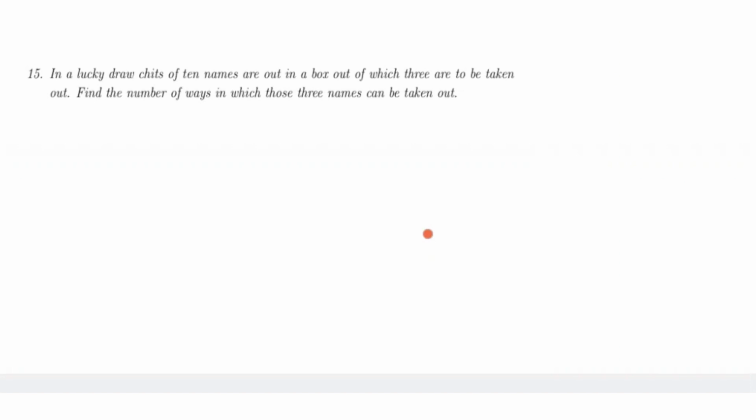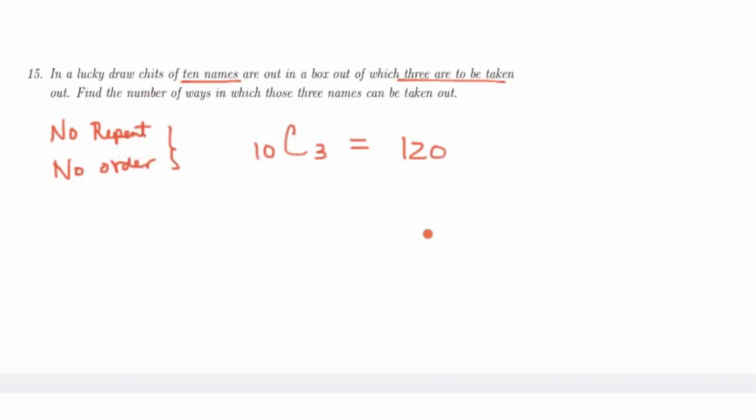Okay, lucky draw has 10 names. Out of those, 3 are taken. No repetition. Does order matter? No order. Combination, here's 10, you choose 3. 120. 120, thank you. So as you see, we had a lot of examples today, not just problem 107, we also had previous problems.